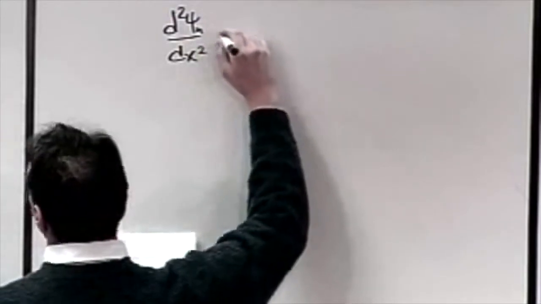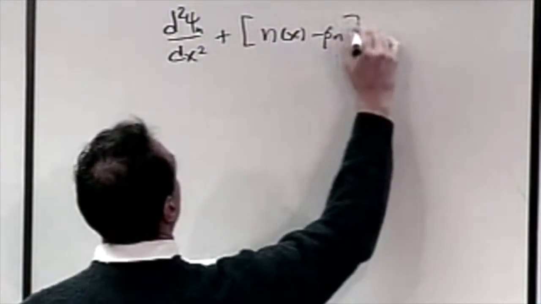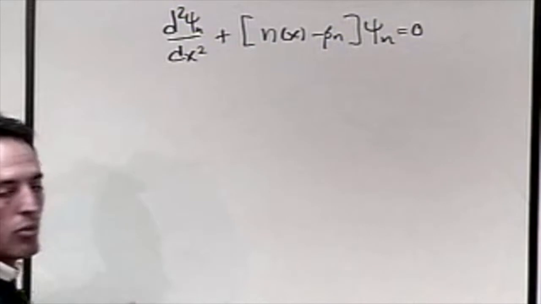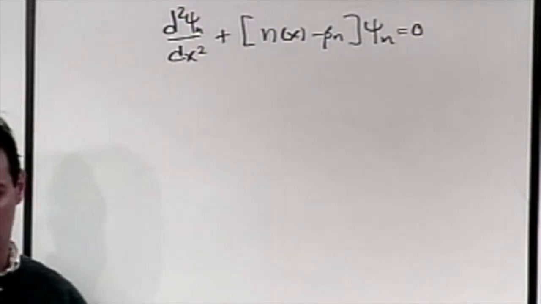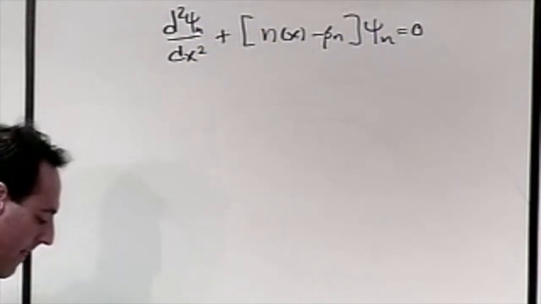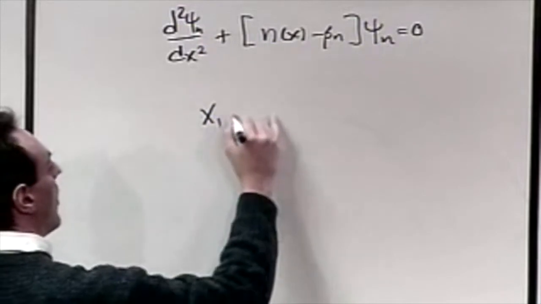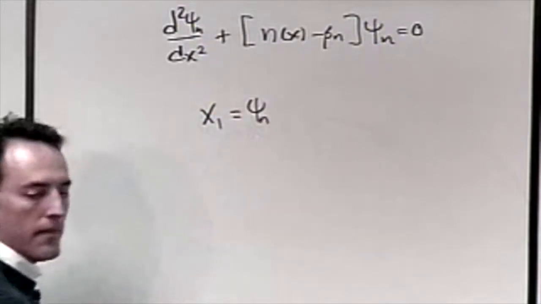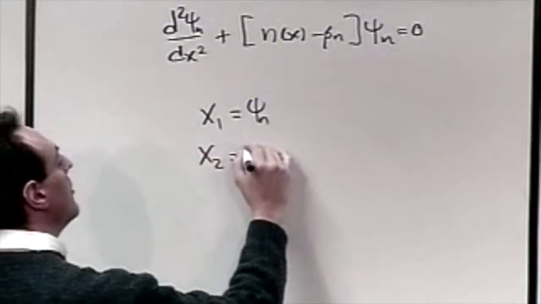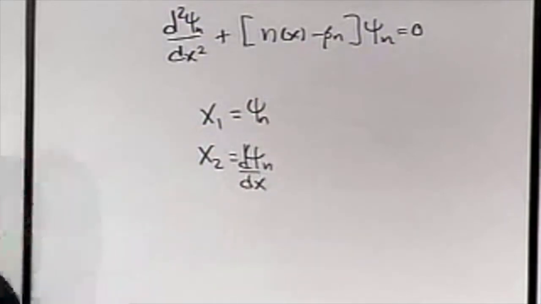This procedure you will always have to do when you encounter a new differential equation that's not first order. You say, okay, I have this differential equation. Let me write it in a way that I can then put in the computer. So I'm going to make the following change of variables. I'm going to let the variable x1 be psi n, and I'm going to let the variable x2 be d psi n dx.